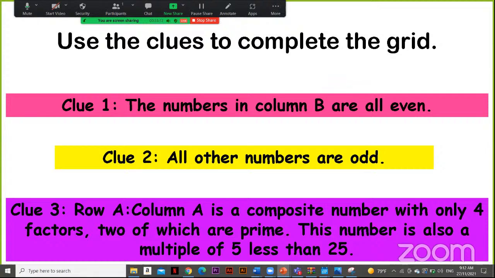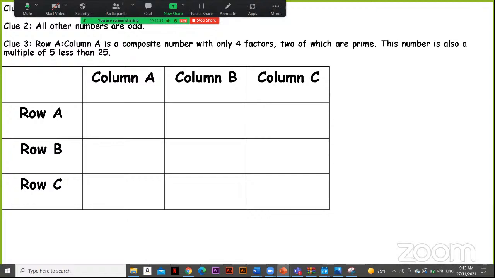Or the answer is. So here, I hope you have written down all these clues so we can actually go to our grid. Now, no problem. We will be back and forth with these clues because we need to ensure that we are putting in the right numbers. Now, it says the numbers in column B are all even. All other numbers are odd, and row A, column A is a composite number with only four factors, two of which are prime. This number is also a multiple of 5 which is less than 25. Now, with all that information, let's go back to our grid.